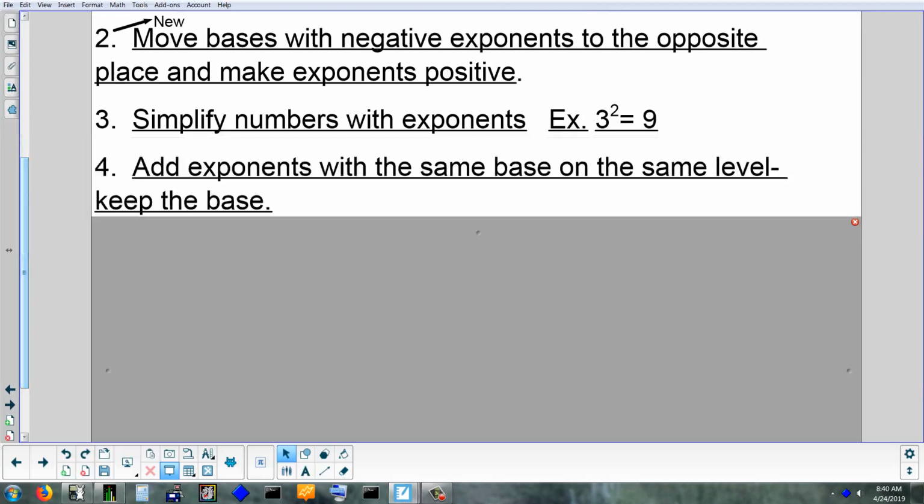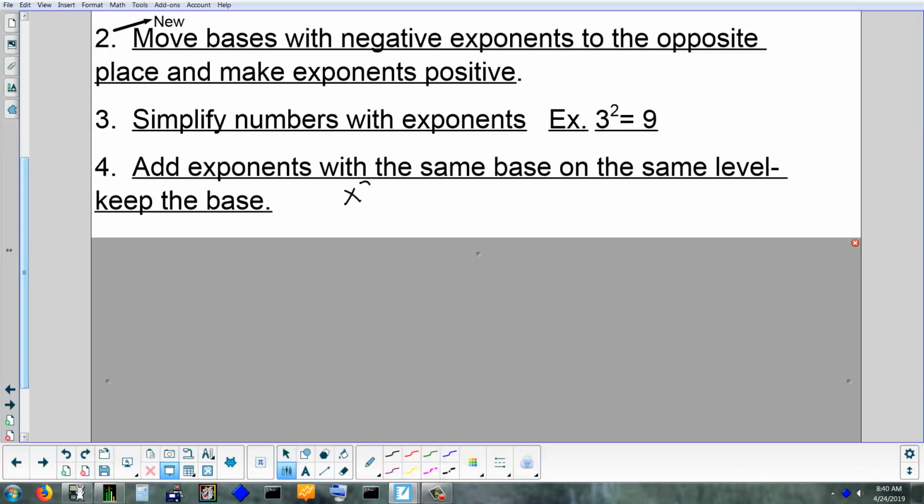Step 4. If we have exponents that have the same base on the same level, all right? Keep the base, add the exponents. Like if we had x to the second, x to the fifth, over y to the third. They're on the same level. I keep the base. I add the exponents. 5 plus 2 is 7. All right? That's just an example of that.